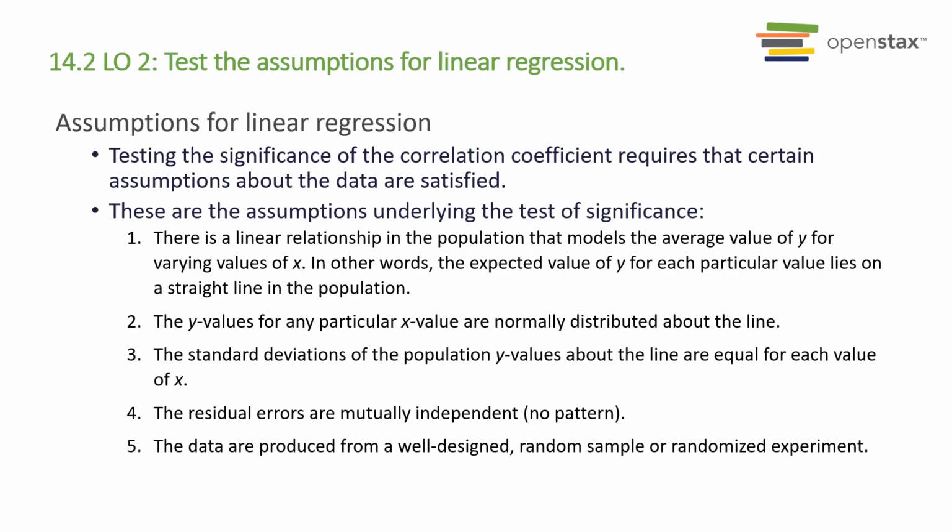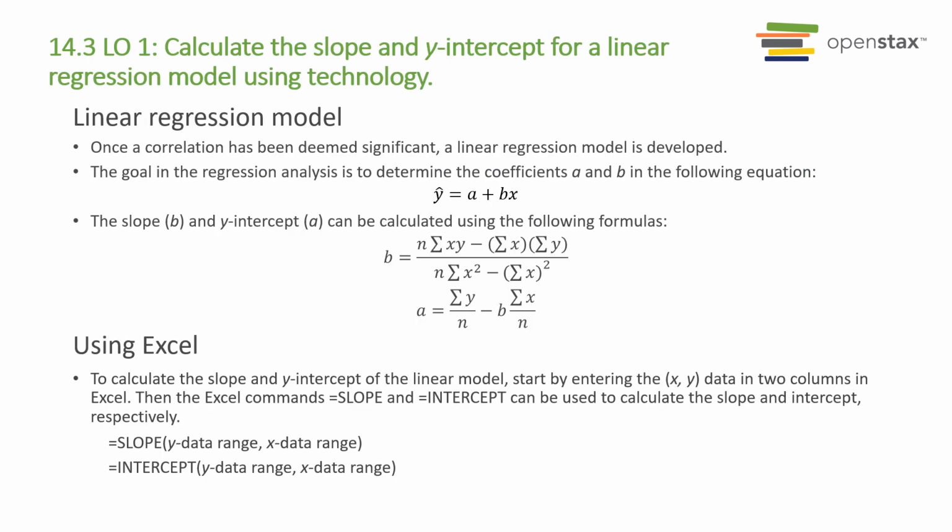Once the XY data is collected, and assuming the correlation between x and y is significant, you can generate the best fit line to model the relationship between the two numeric variables. Once this best fit linear equation has been developed, predictions can be made for specific values of the independent variable x. Once a correlation has been deemed significant, a linear regression model is developed. The goal in the regression analysis is to determine the coefficients a and b in the y hat equals a plus bx regression equation. The slope b and y-intercept can be calculated using the formulas that you see on the screen. These are cumbersome, especially for a significant number of data pairs. Technology is often used, such as Excel, a calculator, or statistical software, to calculate these values.